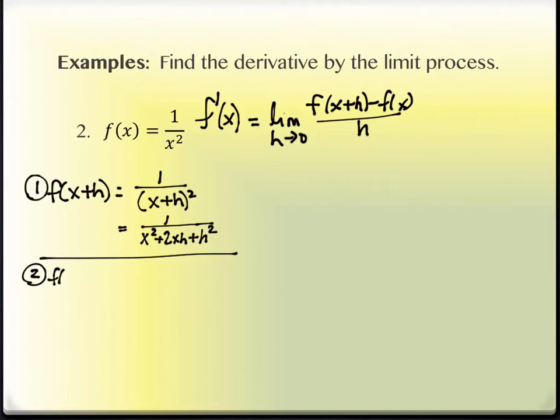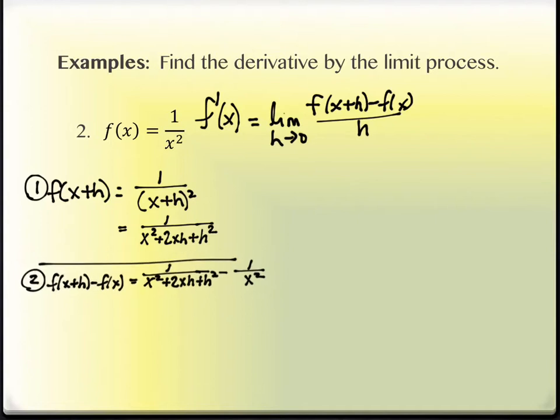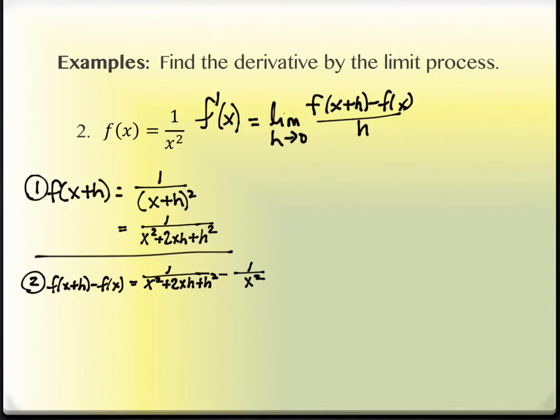Step 2 is to take that f of x plus h and subtract f of x. So I have 1 over x squared plus 2xh plus h squared minus 1 over x squared. Now that's not very friendly looking, and the reason it's not is because I'm trying to subtract fractions, and what do you notice about those 2 fractions? They do not have the same denominator. And in order to combine fractions, I need the same denominator to do that. And these denominators, while they look like they have an x squared in common, they don't, because x squared's a term in the first denominator, not a factor, right?